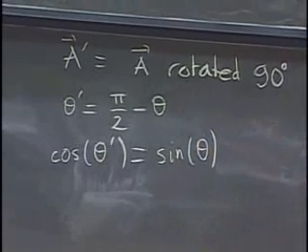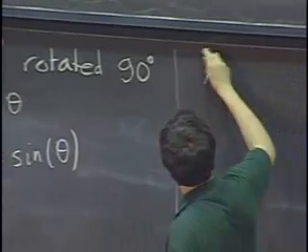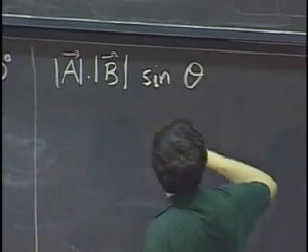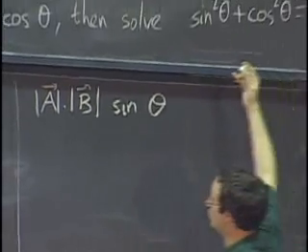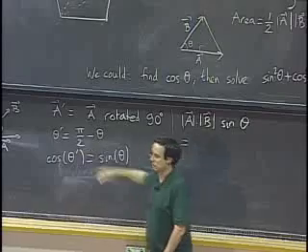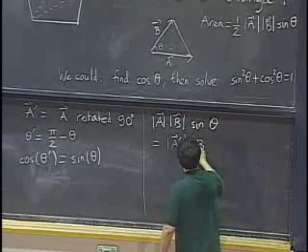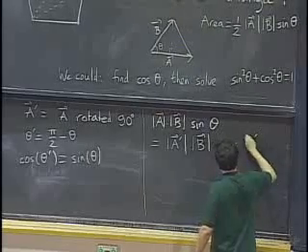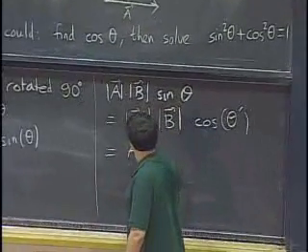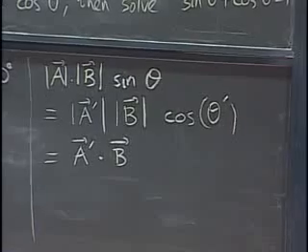Okay. So in particular, that means that length A, length B, sine theta, which is what we would need to know in order to find the area of this triangle, is equal to, well, A and A prime have the same length. So let me replace that by length of A prime. Okay, I'm not changing anything. Length B, cosine theta prime. And now we have something that's much easier for us, because that's just A prime dot B. Okay, so that looks like a very good plan.